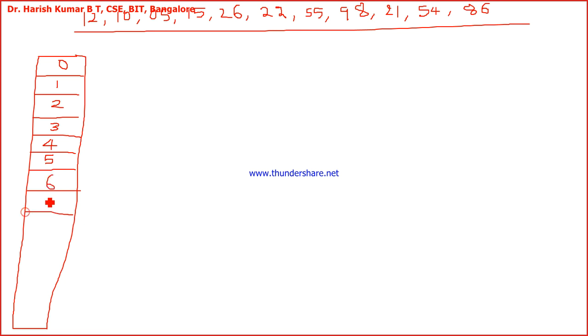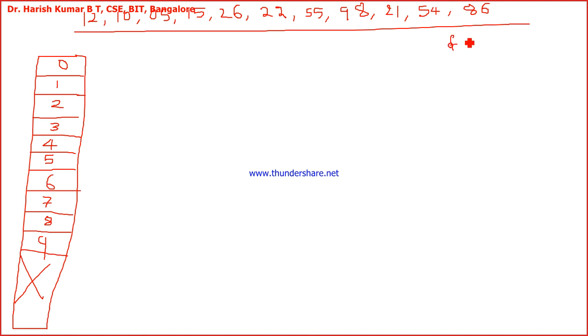6, 7, 8. Since I have 9, I have to go till 9. Okay, the maximum is 9. I have to go till 9. Okay, enough I think. Next, I'll write the hash value here for each of these elements.